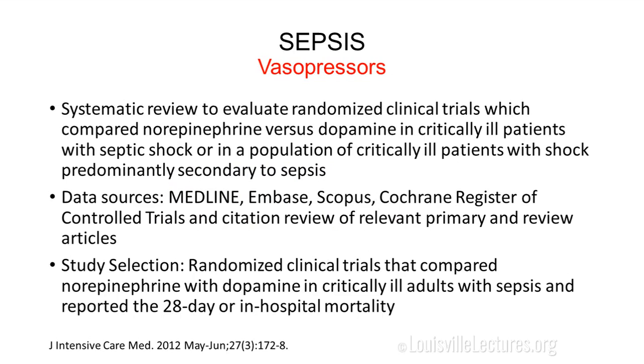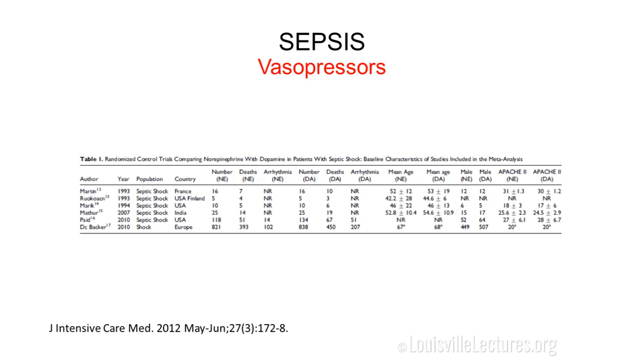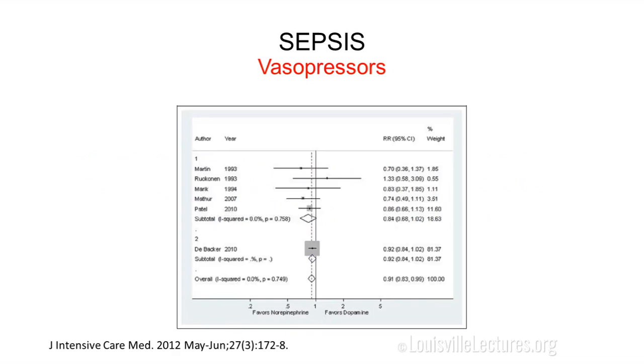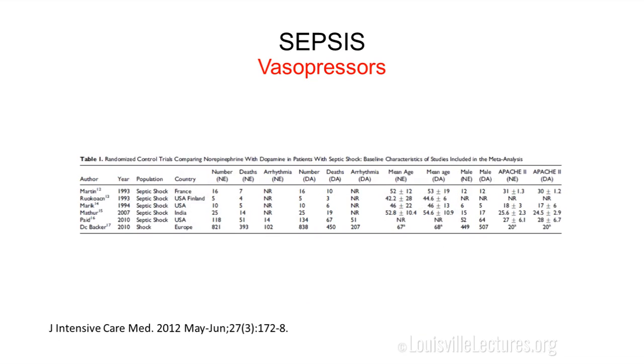So we included randomized clinical trials that compared norepinephrine with dopamine and reported 28-day or in-hospital mortality. And we pulled 6 studies. They are relatively small studies, except for this one here, the most recent one that was published in Europe, was done in Europe by the Baker.